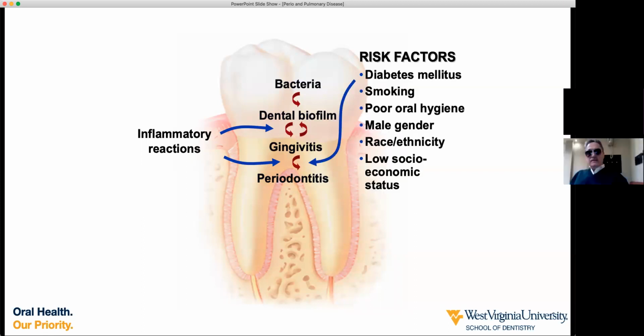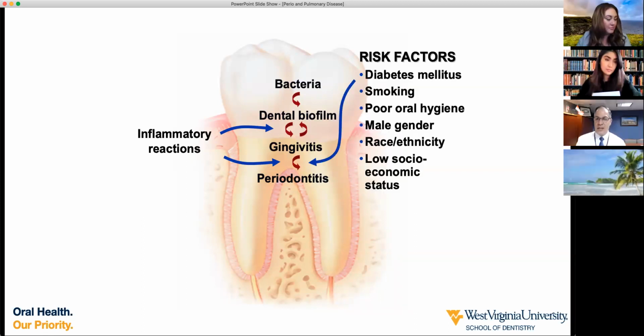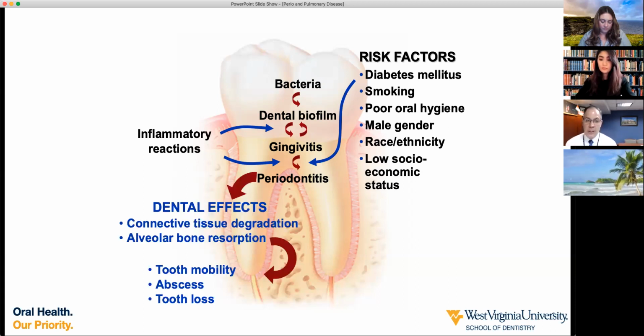There are a number of risk factors that can take someone who has gingivitis and move them into active periodontal disease or periodontitis. Diabetes is strongly associated with that. Smoking, poor oral hygiene. Men seem to have a higher risk than women. Individuals from a lower socioeconomic status, primarily due to access to care issues, will also see this progression. There are dental defects that we talked about. You can have tooth mobility and abscess as well as tooth loss.